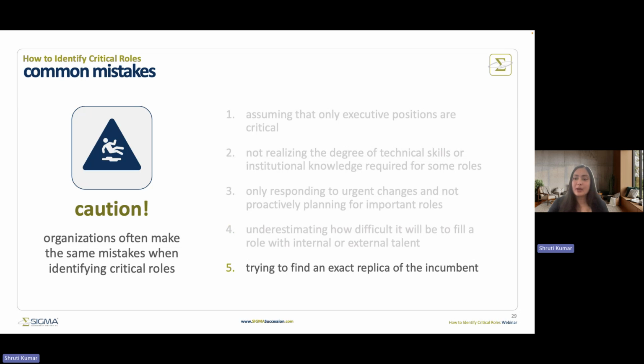Now, the final mistake that I want to talk about is trying to find an exact replica of the current job holder, so of the incumbent. So when you're creating succession plans, we want to focus on roles rather than trying to replace or to replicate people using a cookie cutter approach. So let's talk about this one in more depth.